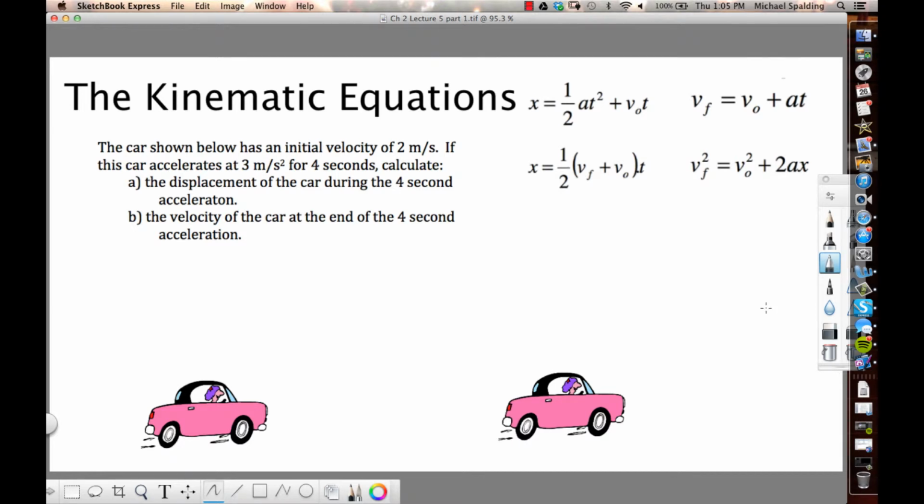All right, so today we're going to talk about the four kinematic equations, also known as the four motion equations. It's kind of a funny word. Have you ever heard of the word kinematic? It's almost like a made-up word, but it comes from the word kinetic.